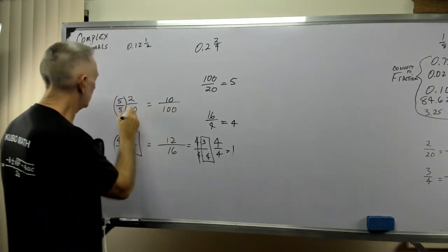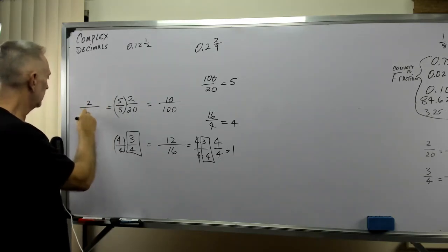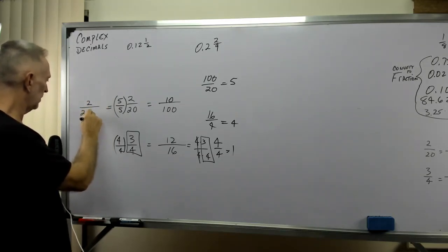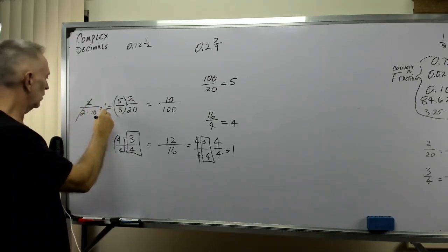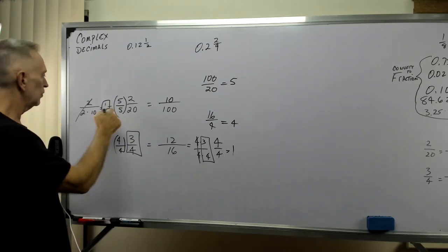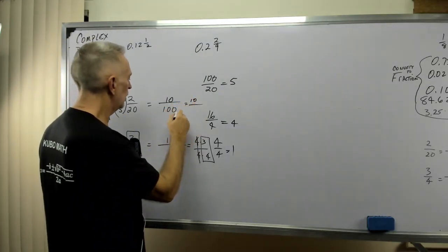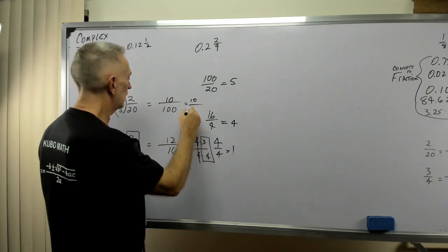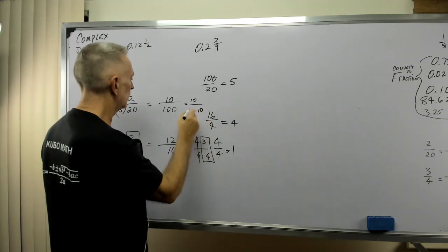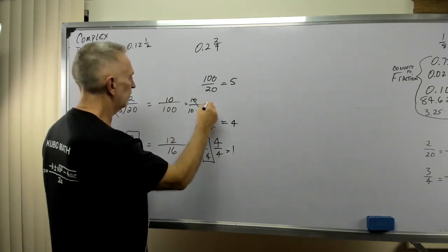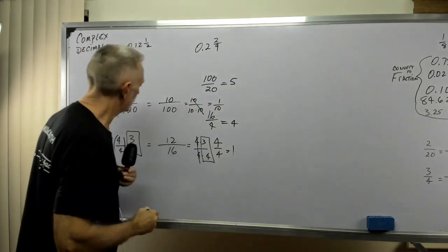Well, is it really? What is 2 over 20? 2 over 20 is really 2 over 2 times 10. 2 divided by 2 is 1. So that's 1 over 10. So we could have reduced this. So 10 over 100 is, let's see, 10 times 10 is 100. So 10 divided by 10 is 1 over that remaining 10 there.